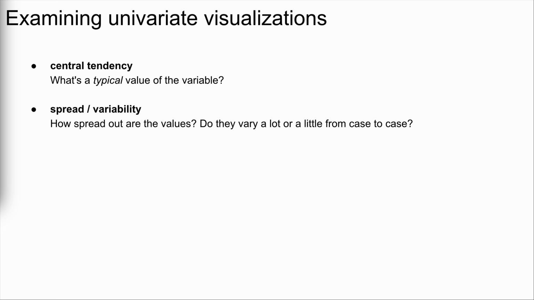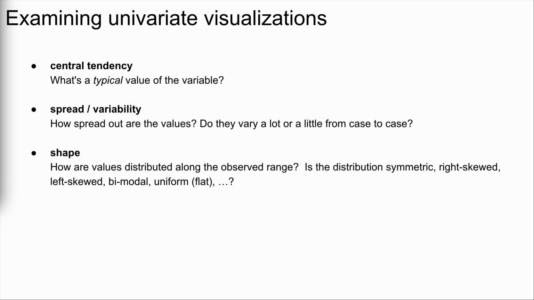To summarize what we've learned in this video, when examining univariate visualizations, we want to pay attention to central tendency, that is, what's a typical value of the variable. We want to pay attention to the spread and variability, that is, how spread out are the values. Do they vary a lot or a little from case to case? What's the smallest, what's the biggest value? We also want to pay attention to shape. How are values distributed along the observed range? Is the distribution symmetric, right skewed, left skewed, bimodal, uniform, etc.?